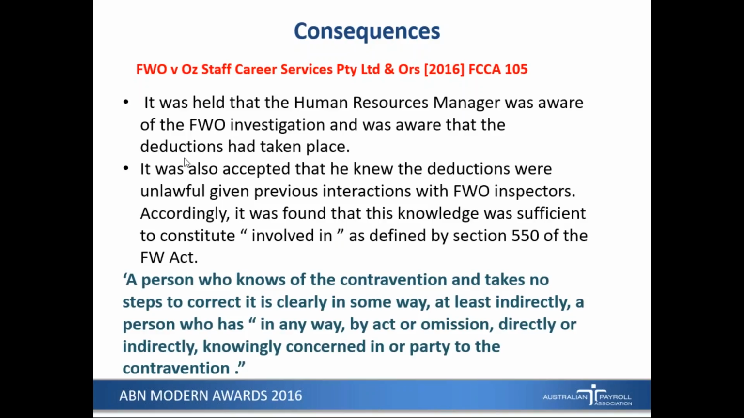So the key part to this is how guilty is a person? And the law pretty much says a person who knows of a contravention, bad enough, and then takes no step to correct it is clearly, at least indirectly, in inverted commas, involved in a way by their actions or by their failure to act. They're directly or indirectly involved, and they're liable now because they have now fallen into the involved part of Section 550 of the Fair Work Act.